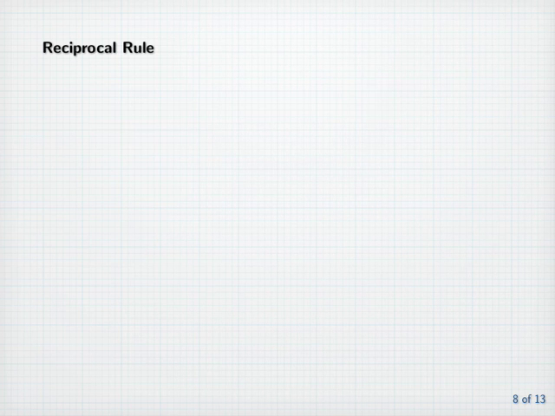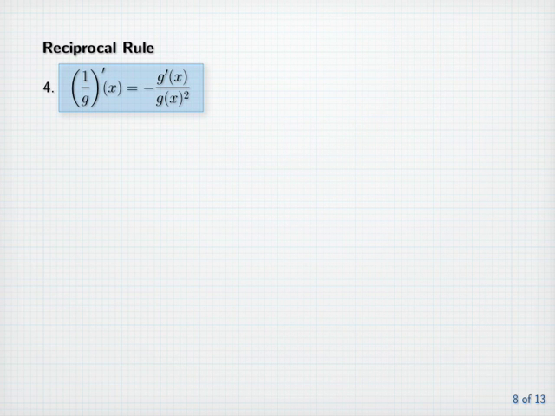The reciprocal rule. The derivative of 1 over g is minus g prime divided by g squared. Let's look at a quick derivation of this result. Let f of x equal 1 over g of x. We'd like to find f prime of x. We'll multiply both sides by g of x, and then take the derivative of both sides of that equation.